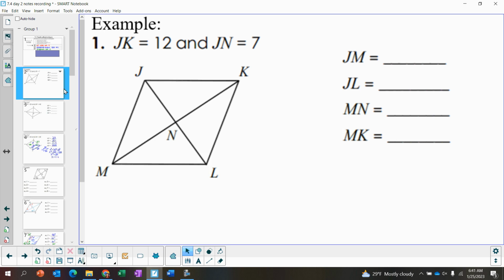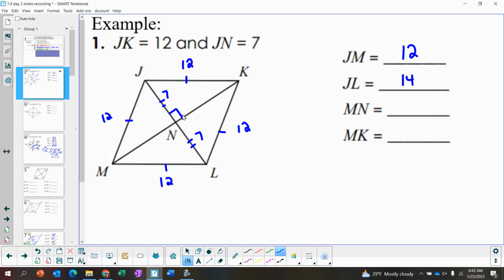So for our first example, we know we can mark all the things that we know about a rhombus. We know that all four sides are congruent. And we know that right angles are formed and opposite angles are bisected, but we're not dealing with any angles here. I'm not even going to put that in. So we know JK is 12, which means every single side is 12. And we know JN is 7, and the diagonals still bisect each other, but they're not congruent to each other like they were in a rectangle. So JM is 12. JL is the 7 and 7 together, that's 14.